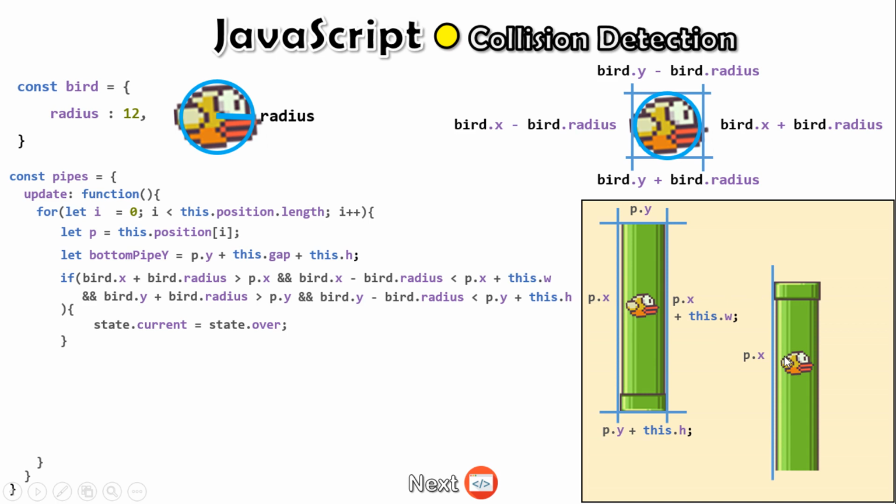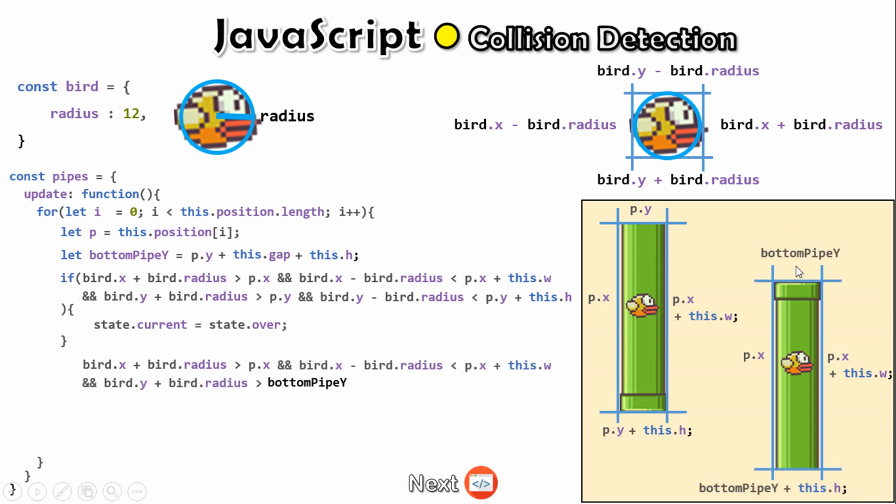So we will check again the right side of the bird with the left side of the pipe and so on. The only difference here is we have the bottom pipe Y, which we calculated here. Now, if this is also true, we set the current state to the game over state. I could really put this inside one if statement, but I chose to separate the code so it will be more readable. So let's add this part to our code.